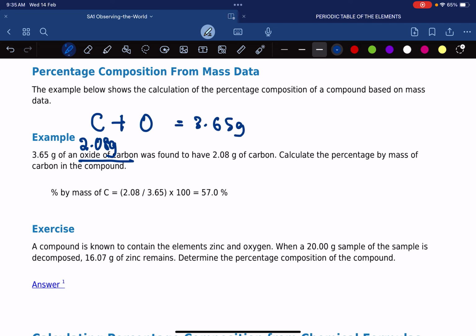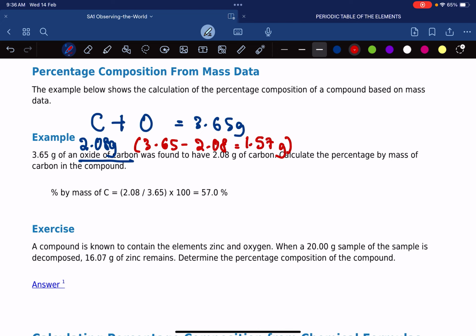Yes. So I'm sure you know how to calculate the oxygen. Oxygen will be the total, which is 3.65, minus 2.08. This will give you the mass of oxygen. So let me just quickly do that for you. It's not necessary for this question, I think, but let's do that. Oxygen is 1.57 grams. Okay, done.